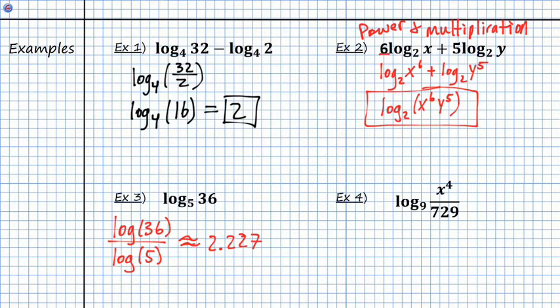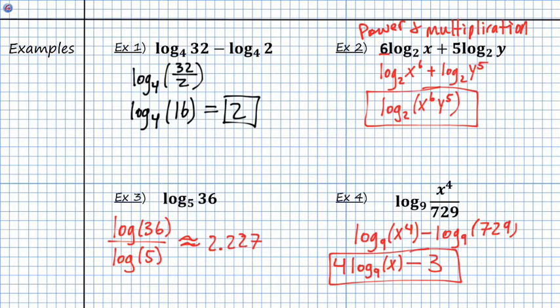All right, and finally, we're going to take this and break it down in the opposite direction. So we already have a quotient, right? And we can rewrite this as log base 9 of x to the 4th minus log base 9 of 729. And we can further do this by saying 4 times the log base 9 of x, and then minus, and if we take log base 9 of 729, that's going to be 3. So we've evaluated our expression here.